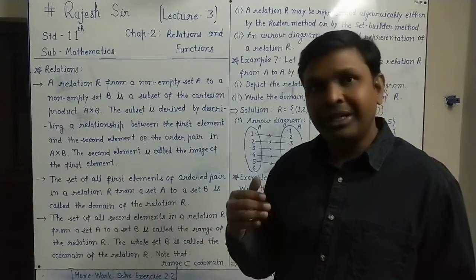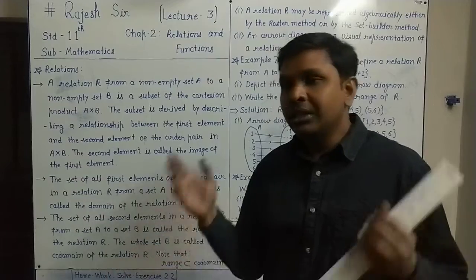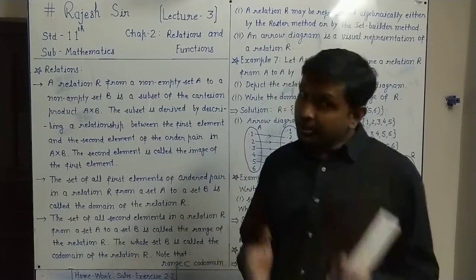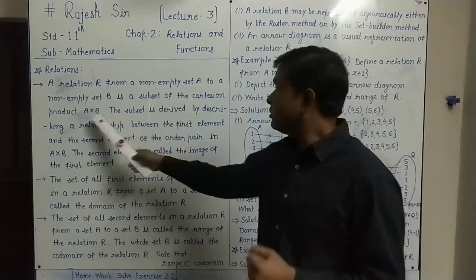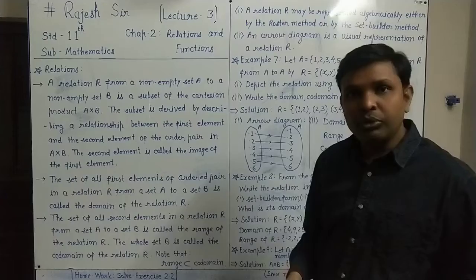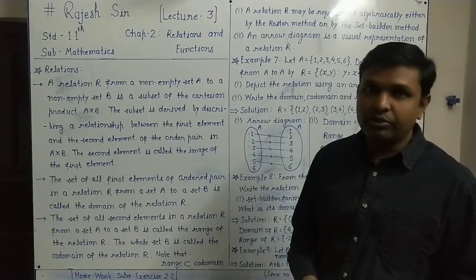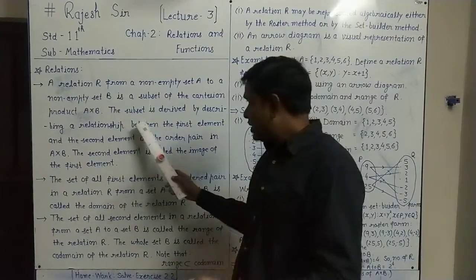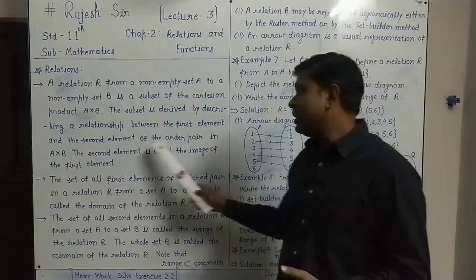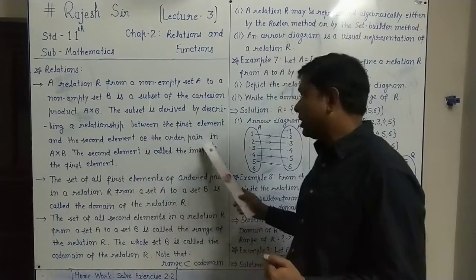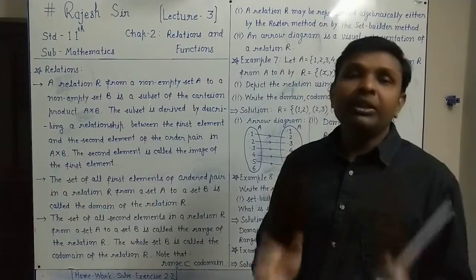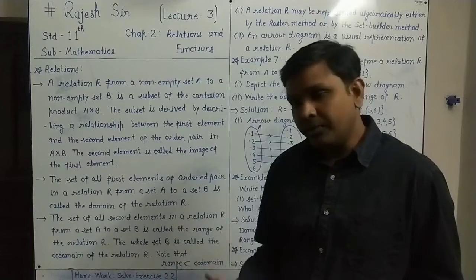If we are going to define the relation from A to B, that means our relation will be a subset of A cross B, and A cross B means the Cartesian product that we have understood in the last two lectures. The subset is derived by describing a relationship between the first element and the second element of the ordered pair in A cross B. Here in A cross B, everything may not be the relation.